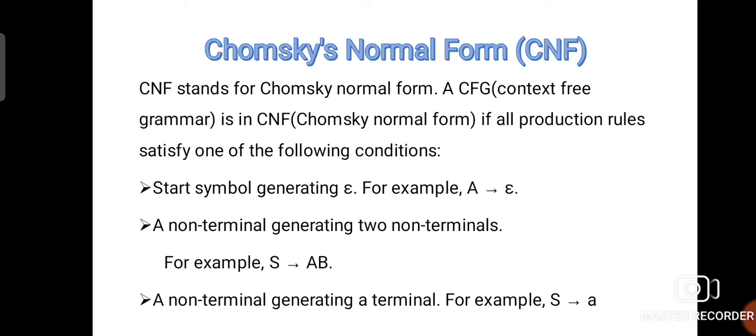First of all, the conditions are: in a production, one non-terminal should lead to two consecutive non-terminals. That is, in the right hand side we can have exactly two non-terminals, or we can have a production like non-terminal leads to terminal, like S tends to A, and we can have a production like one non-terminal tends to epsilon. So these three rules are necessary for CNF. That is, non-terminal leads to two non-terminals, non-terminal leads to terminal, non-terminal leads to epsilon.